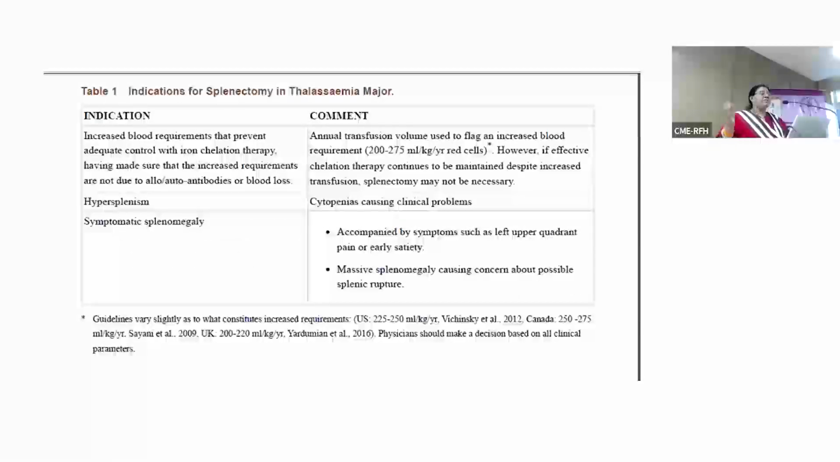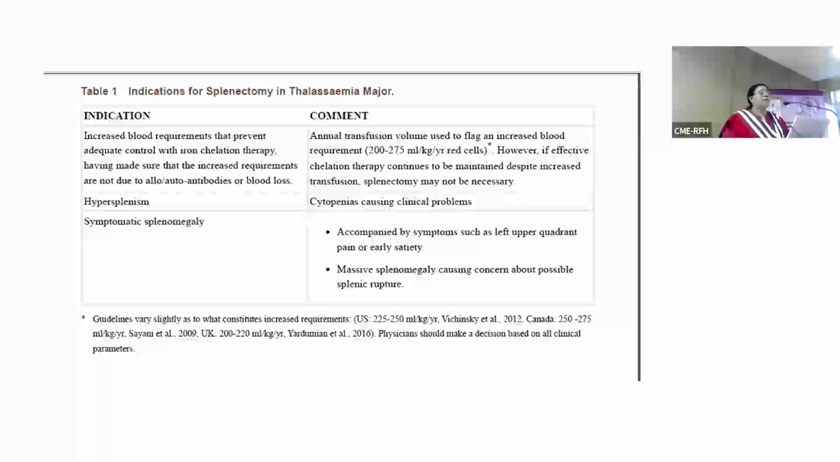So in spite of taking all these measures, if the spleen size keeps on increasing, then there might be some indications to do splenectomy. So don't directly jump to the conclusion that the spleen is now causing hypersplenism and I have to go for splenectomy. An indication is increased blood transfusion requirement that prevents adequate control with iron chelators. But even if there is increased transfusion requirement, if by increasing the iron chelators you are able to decrease the iron overload, you need not go for splenectomy.